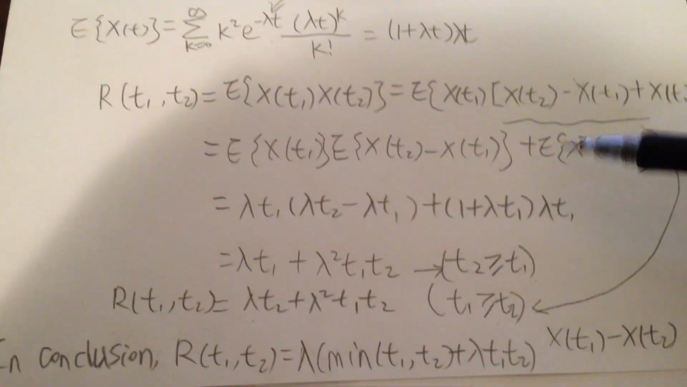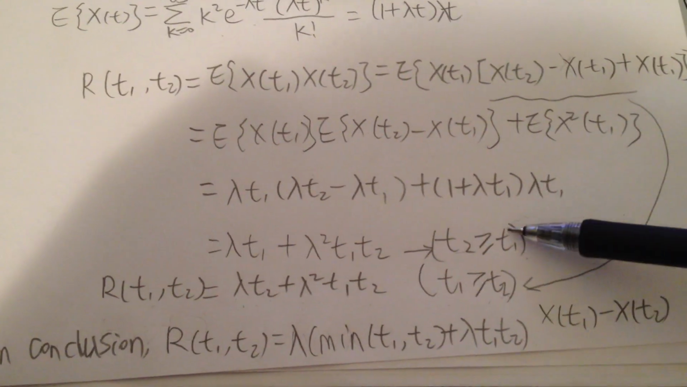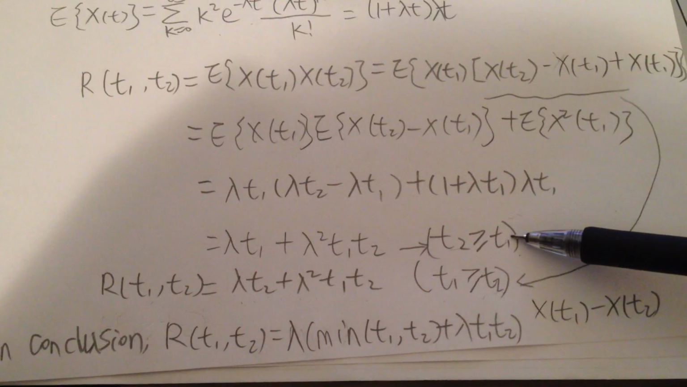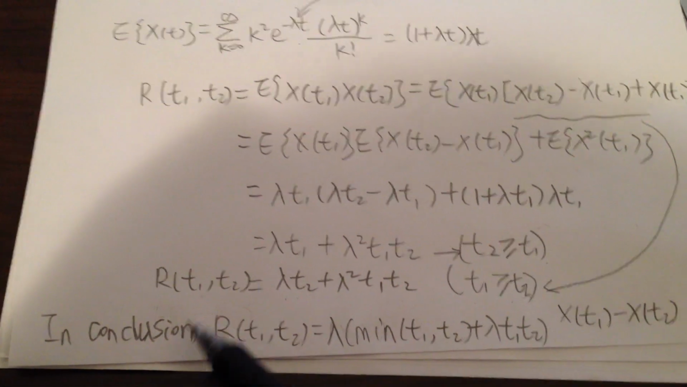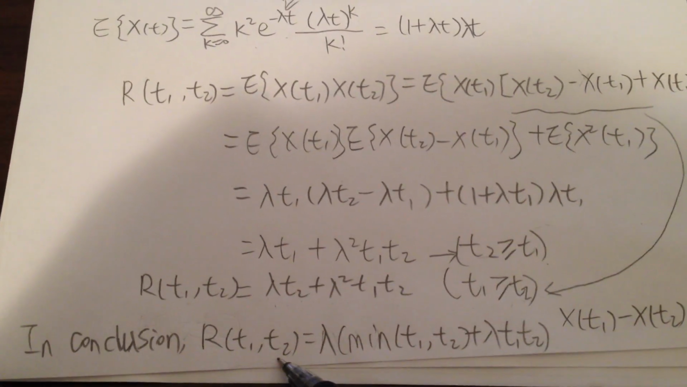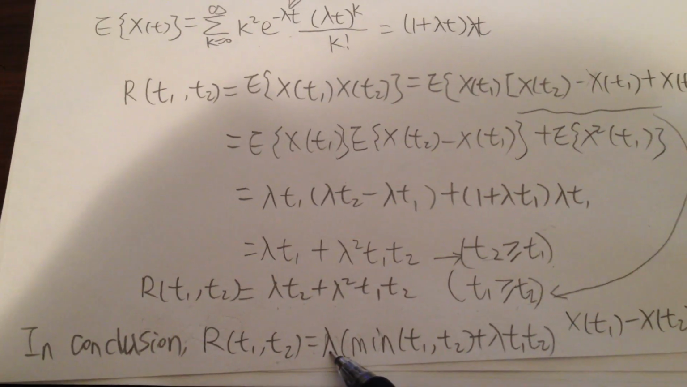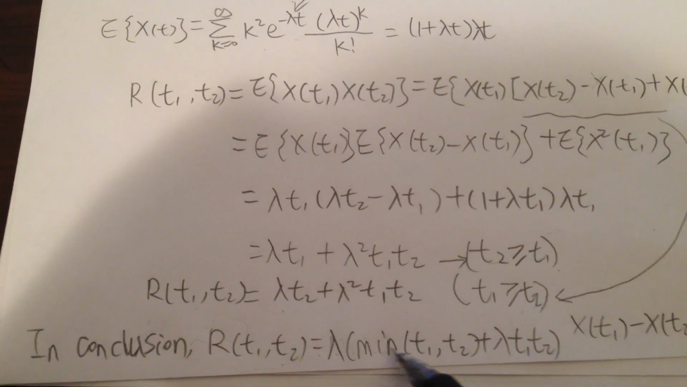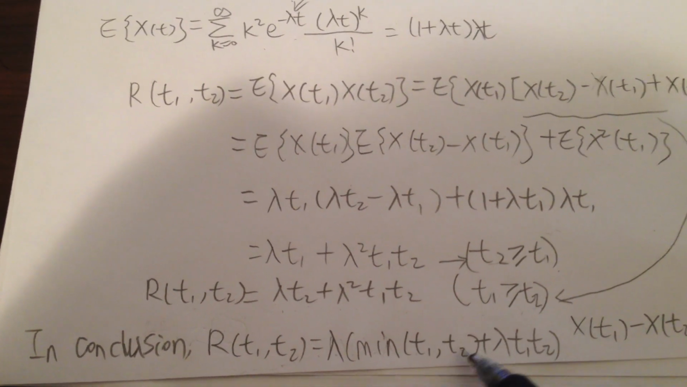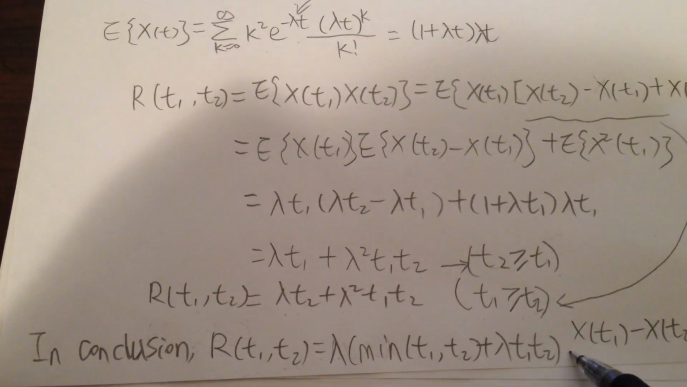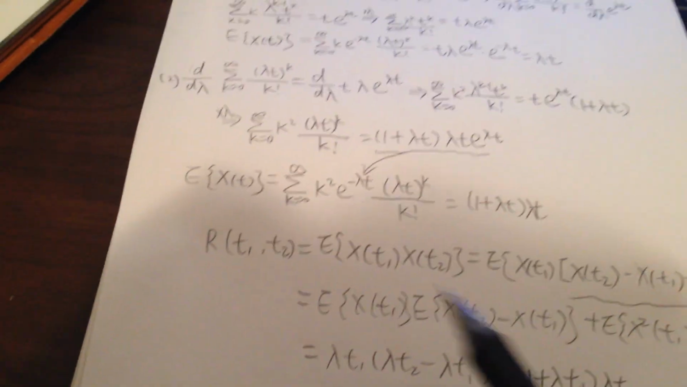In conclusion, we should consider these two conditions. We can get the final form of this answer: R(t1, t2) equals lambda times min(t1, t2) plus lambda squared t1 t2. This is the answer for question 8.